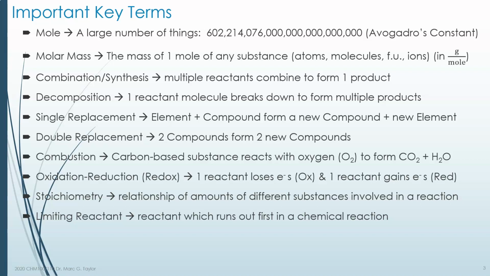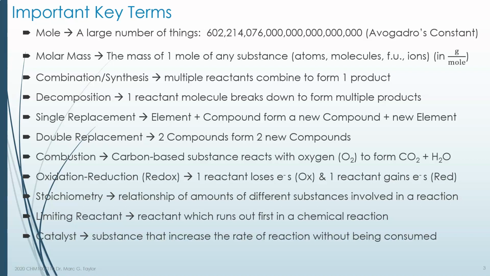The other one is referred to as the excess reactant. A catalyst is a substance that increases the rate of reaction without being consumed by the reaction. In other words, it can be used over and over again to speed up another of the same chemical reaction, one after the other. So you only need a little bit of catalyst to be added to a chemical reaction to speed up the rate of all of the molecules involved in that reaction.